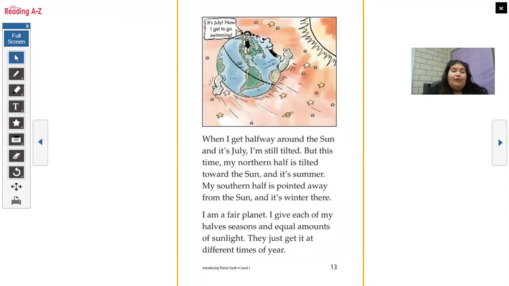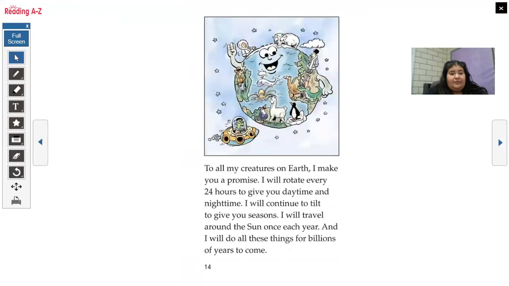When I get halfway around the sun, it's July and I'm still tilted, but this time my northern half is tilted toward the sun and it's summer. My southern half is pointed away from the sun and it's winter there. I am a fair planet. I give each of my halves seasons an equal amount of sunlight. They just get it at different times of the year.